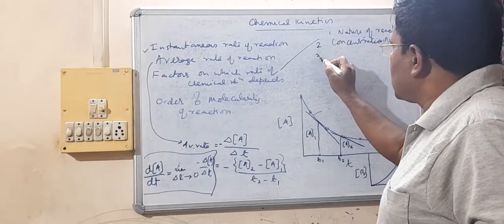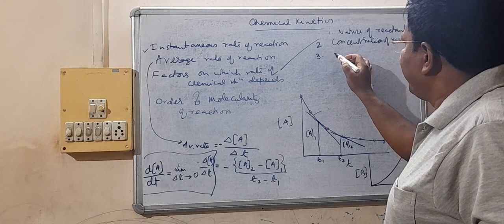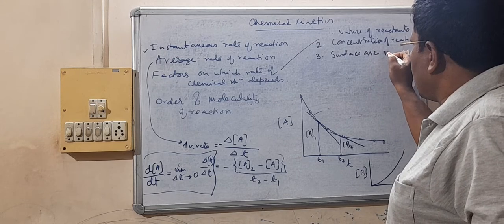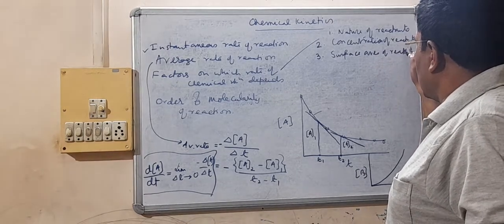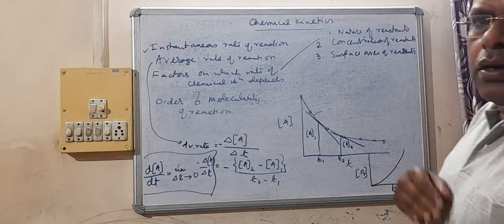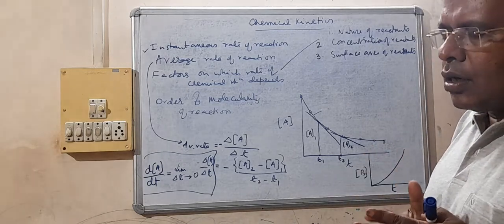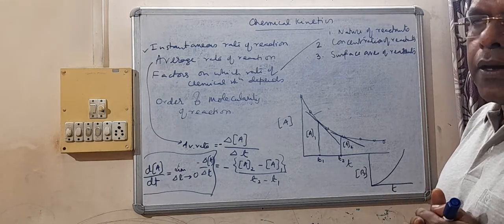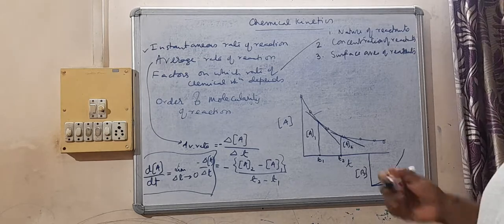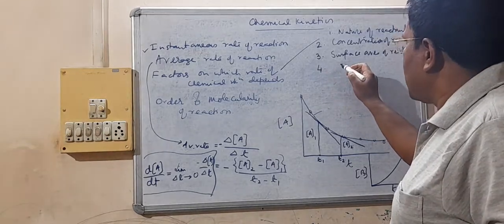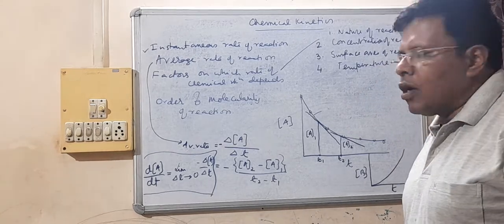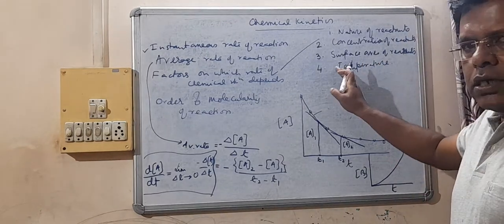Okay, the third point is surface area. Surface area of reactants. If the reactants are finely divided, if the reactants are in small pieces, if the reactants have more surface area, then rate of reaction also will be more. Next is temperature. Temperature has a profound effect on the rate of reaction. So we will be discussing it separately later on.